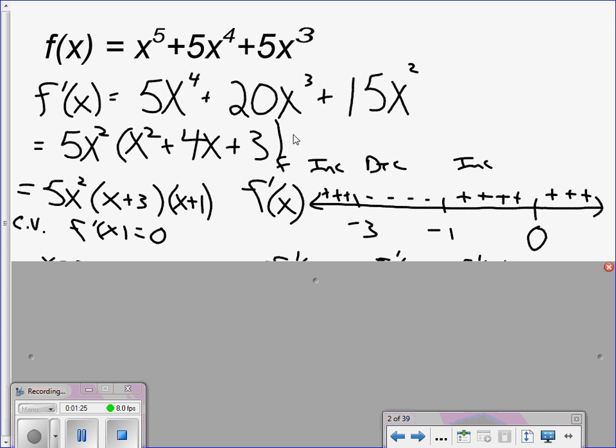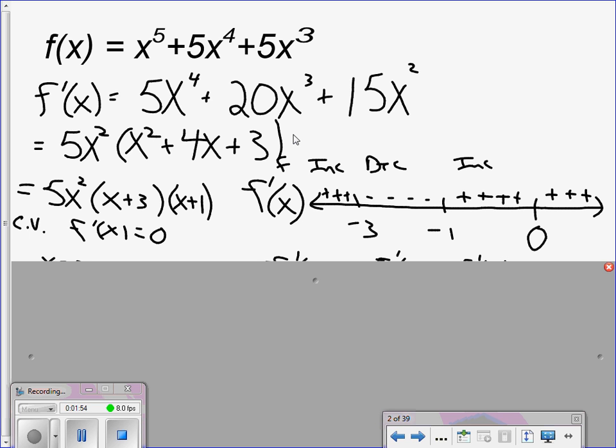Do we all get those critical values? Yeah, nice. Now, this factor, the x, is squared. What is that foreshadowing? It's going to bounce, so there'll be no sign change at 0. And lo and behold, when you make your sign chart, you mark it off at -3, -1, and 0. That's it. You take your test values.